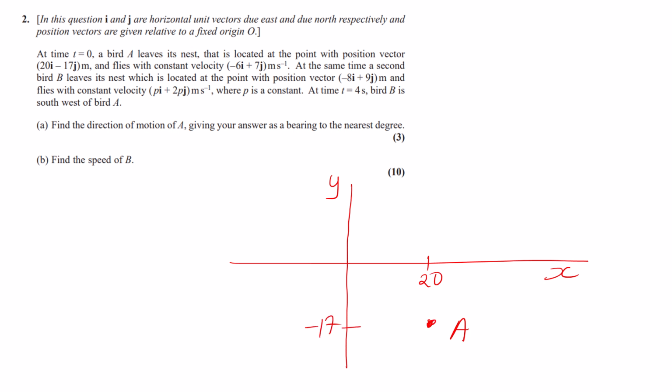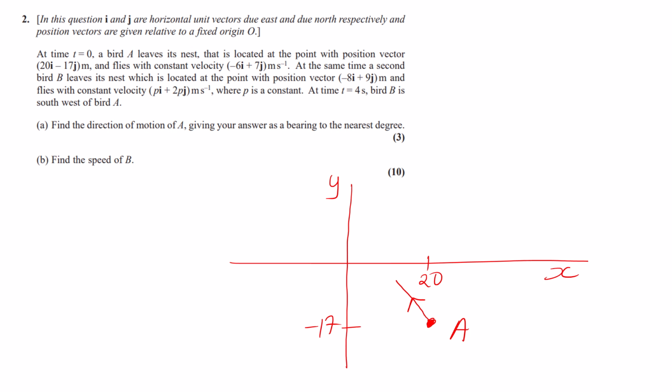Okay? And flies with a constant velocity, minus 6, 7. Now, velocity vector is the only vector that gives you the element of direction. So it's moving 6 across and 7 up every second. So if it's at this point, it's moving 6 across negatively and 7 up. This is the direction that this thing is going. So direction is given by the velocity vector. So 6 backwards and 7 up. This is the direction. Okay.